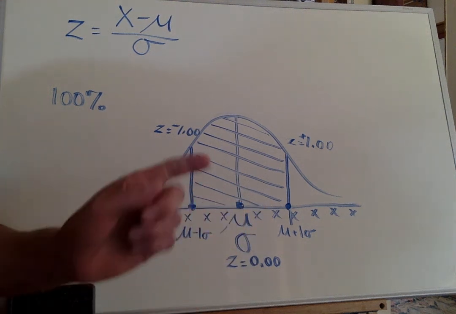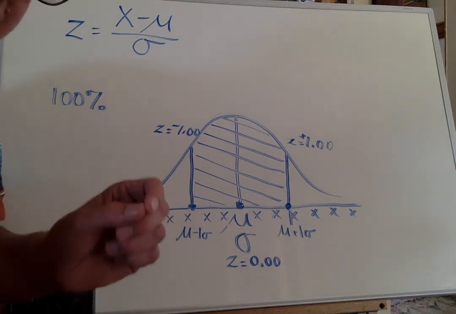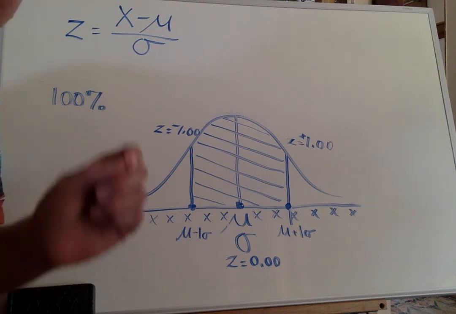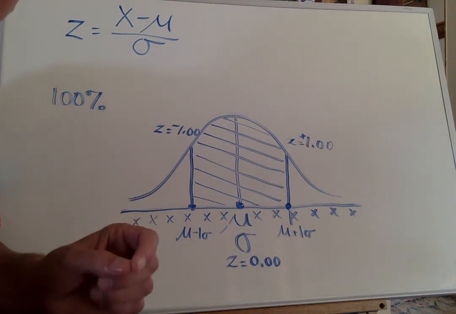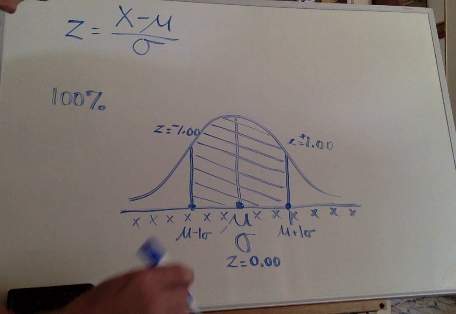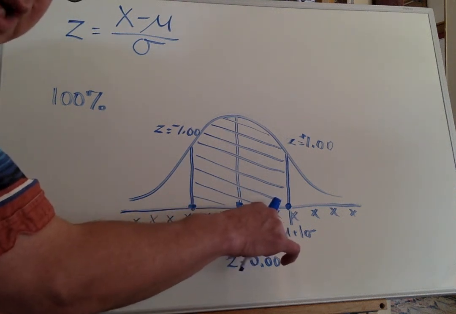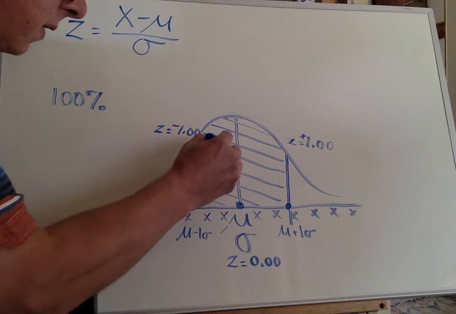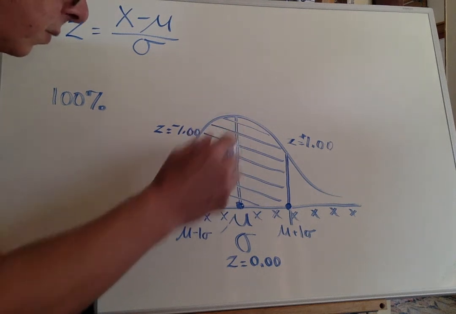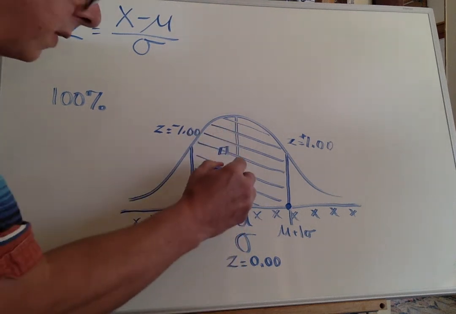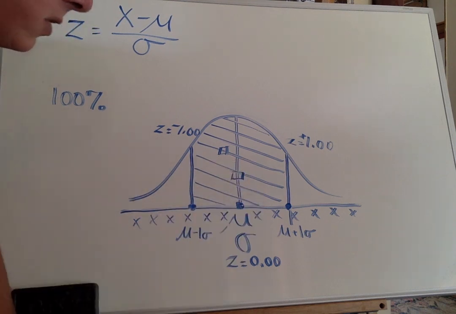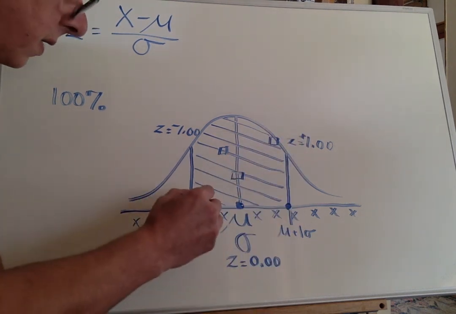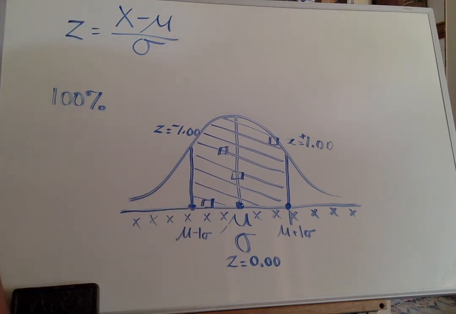Let's see if we can make some guesses about what the area underneath the curve would be, now listen carefully to this, to be within 1 standard deviation of the mean. Now when I say to be within 1 standard deviation of the mean, I'm not making a distinction of below or above, and so really I'm talking about this entire area. That is, this person is within a standard deviation of the mean. This person too, and this one, and this one.